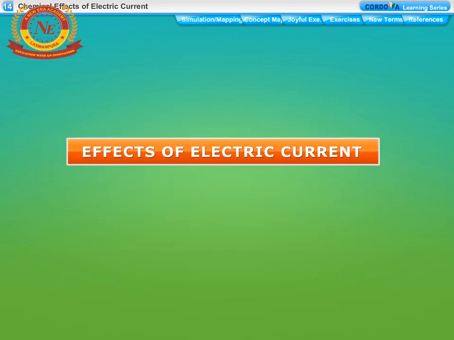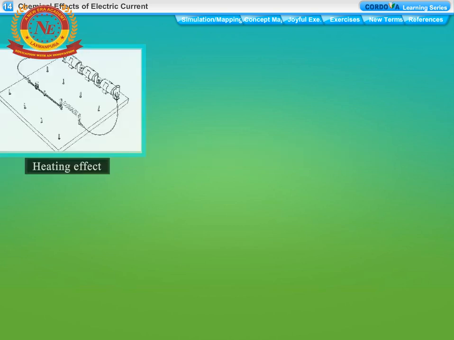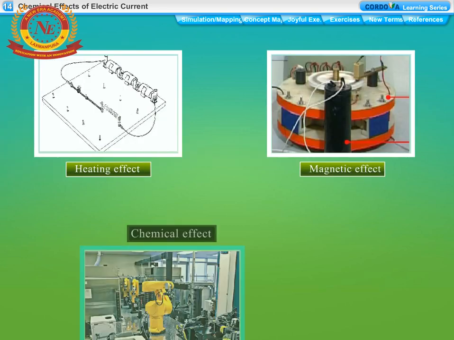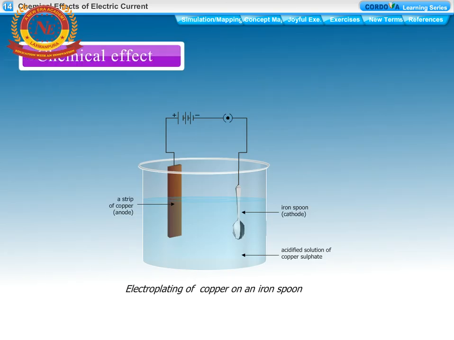Effects of electric current. An electric current can produce three effects: heating effect, magnetic effect, chemical effect. When an electric current is passed through an electrolyte, chemical reactions take place. This is called the chemical effect of electric current.